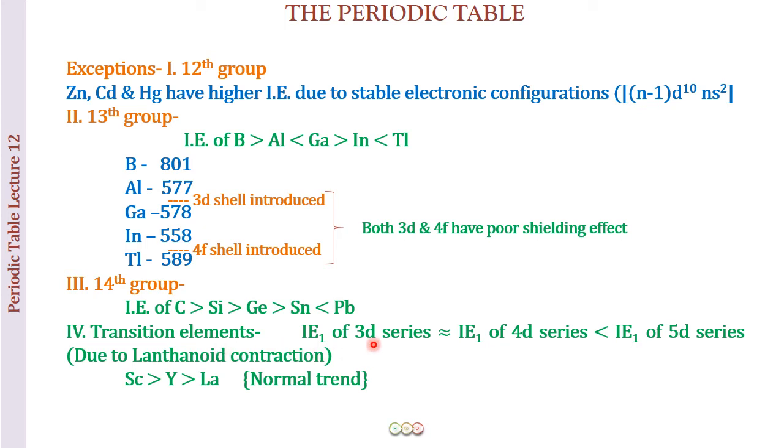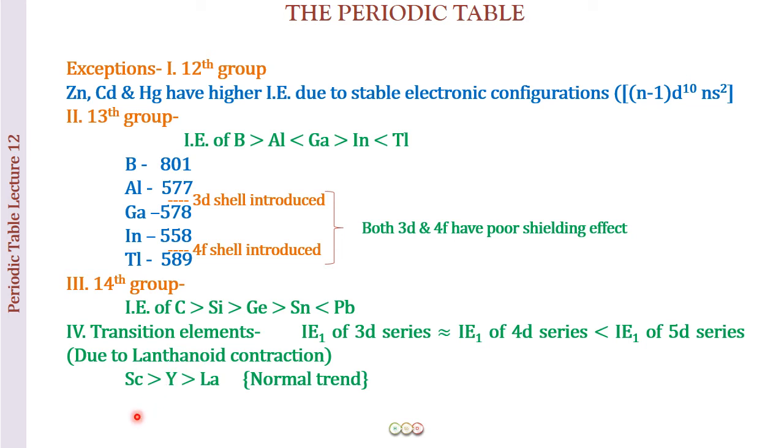So the ionization enthalpy of the 3D series is going to be almost equal to the ionization enthalpy of the 4D series. But what we see is that for the 5D series, the ionization enthalpy values increase rather than decreasing. Right? So down the group they had to decrease, but we see they are increasing, and that is attributed again to the lanthanoid contraction, that is the filling of the 4f electrons, right?